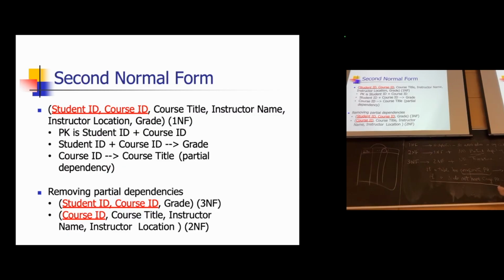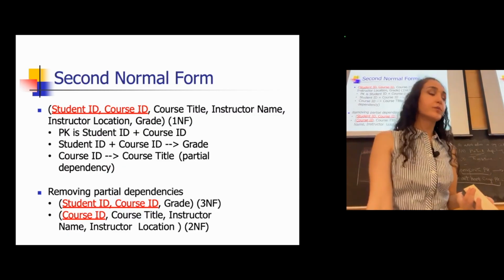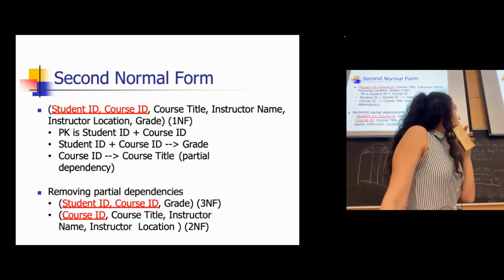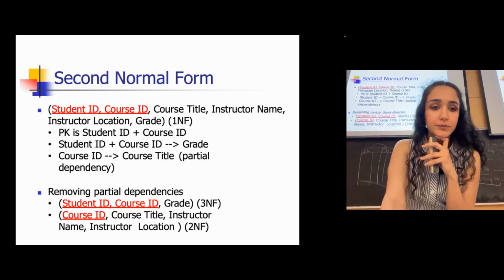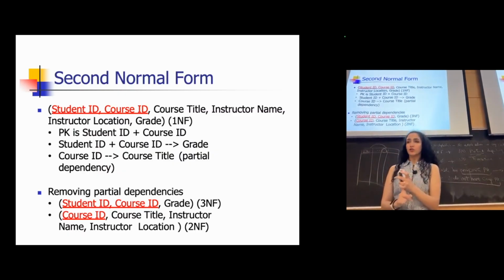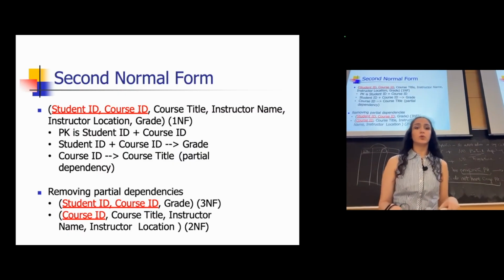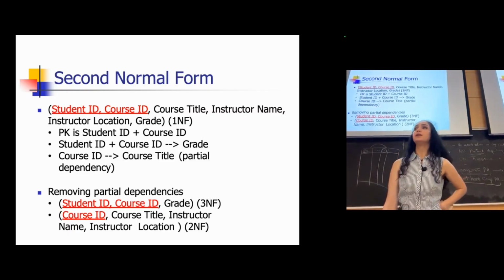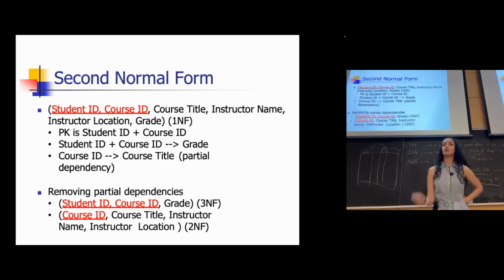And so, what was I talking about? I lost it. So we remove partial dependencies to be in 2NF or 3NF. If you remove partial dependencies, which normal form is guaranteed?